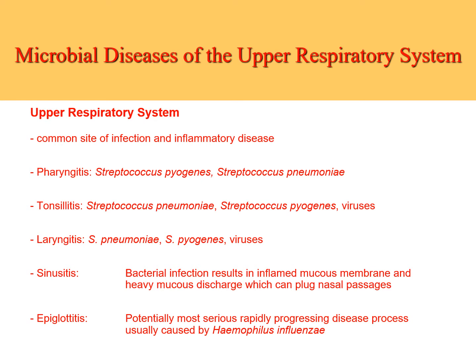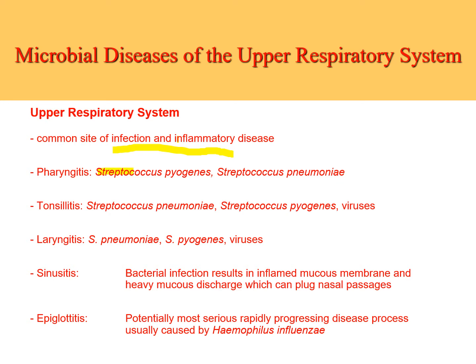The microbial diseases of the upper respiratory system are quite important. They actually encompass a lot of the infections that essentially everyone has during their life. It's a common site of infection and inflammatory disease. The different kinds of infections you can get, and the typical symptoms, include inflammation of the following structures: pharyngitis, tonsillitis, laryngitis, sinusitis, and the most serious, epiglottitis.